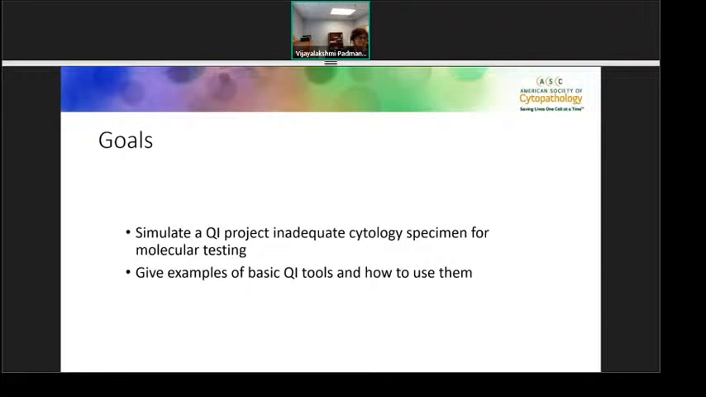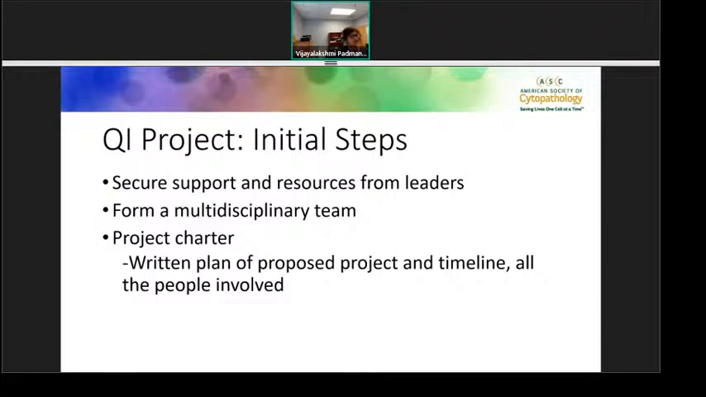So let's simulate a quick QI project where you have inadequate cytology specimen for molecular testing. And I'll give you some examples of basic QI tools and how we can use them. So the first thing you want to do is secure support and resources from your leaders. This could be your chair. It could be your AP, whoever's your AP lab director. Because you really need leadership support for something like this.